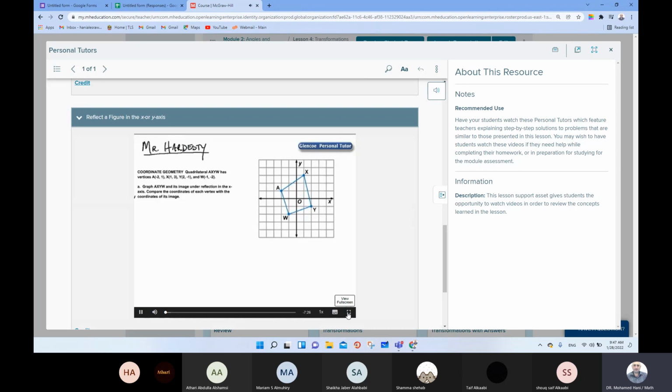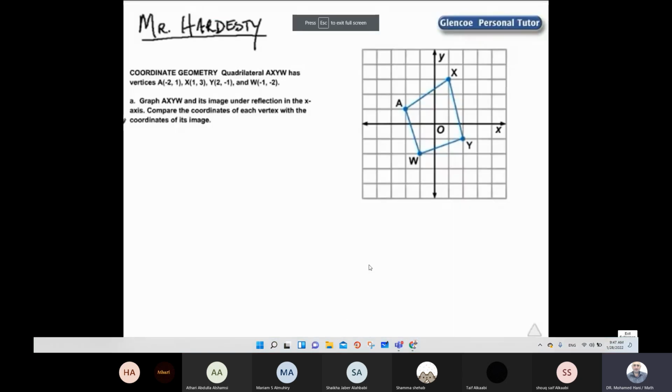This is Mr. Hardesty. We're going to work on reflection as it deals with the x-axis using coordinate geometry. Quadrilateral AXYW has vertices A(-2, 1), X(1, 3), Y(2, -1), and W(-1, -2). Part A: Graph AXYW and its image under reflection in the x-axis. Compare the coordinates of each vertex with the coordinates of its image.